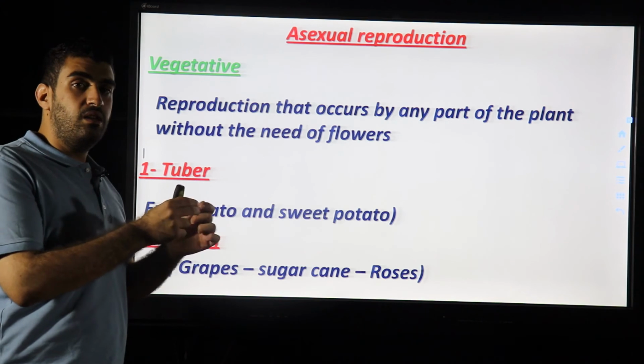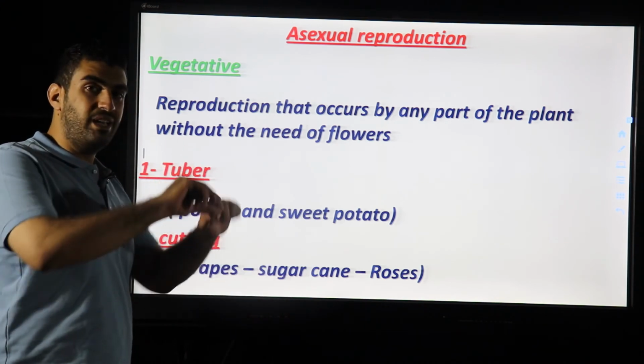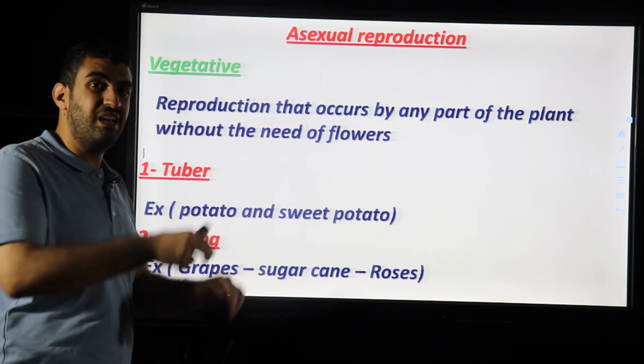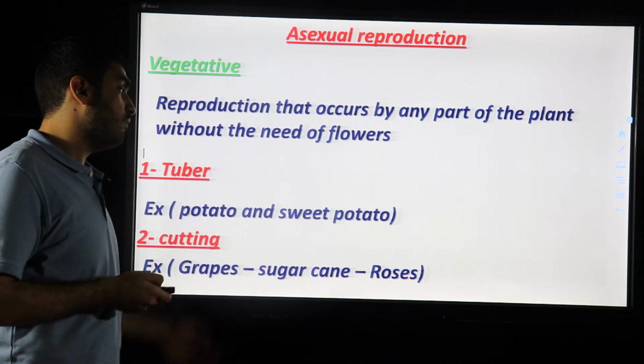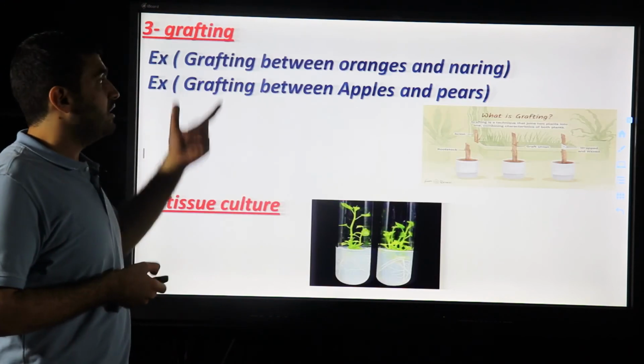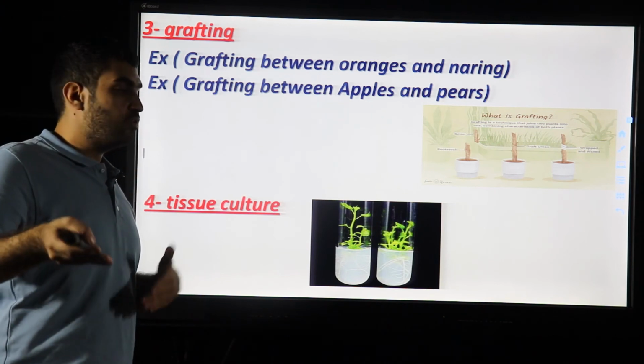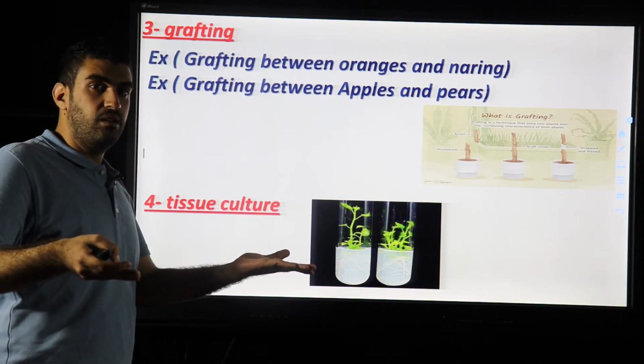Cutting: by cutting the stem into pieces, like the sugar cane, we can cut it into small pieces and plant them without any need of flowers, okay? It's called asexual reproduction.